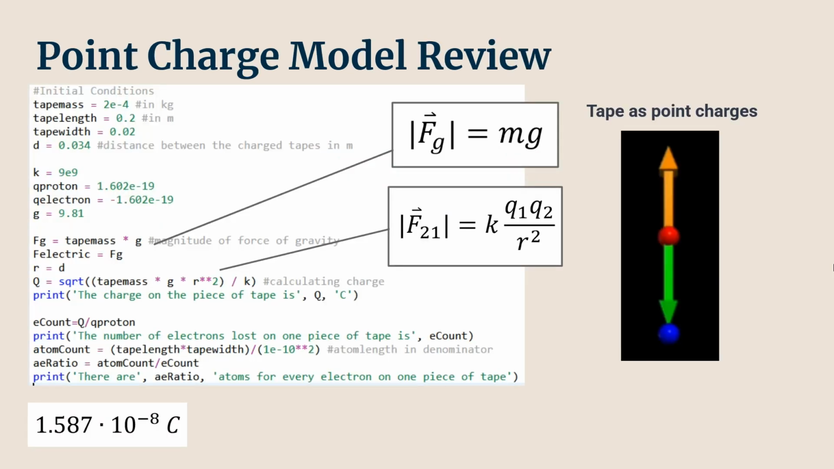Here's the point charge model review from Lab 1. The initial conditions are the same as in the previous slide, and the charge of the tapes was found to be Q equals 1.587 times 10 to the negative 8 coulombs. In this model, we treated the two tapes as point charges.